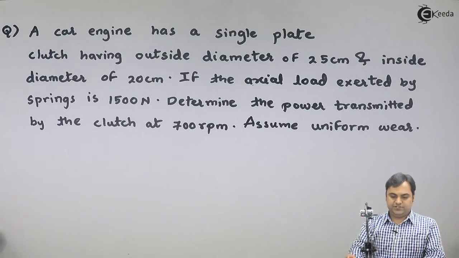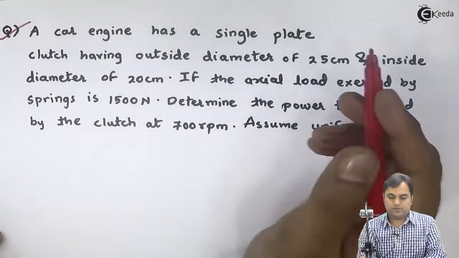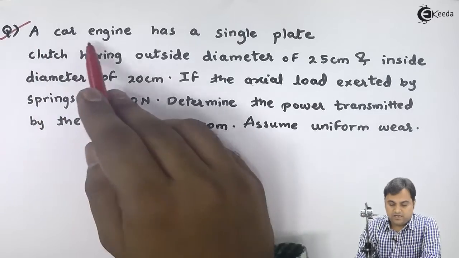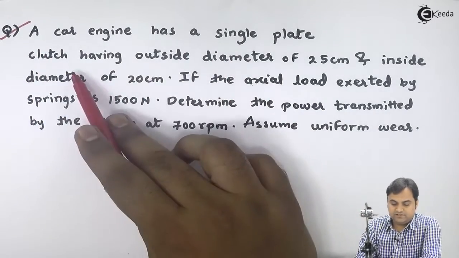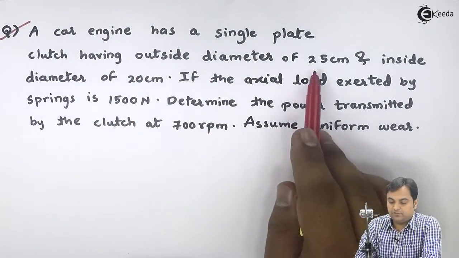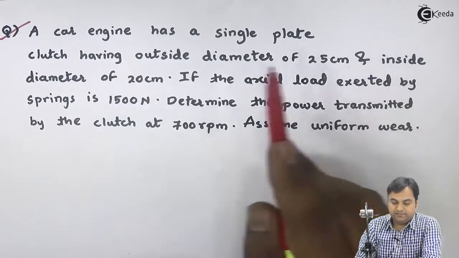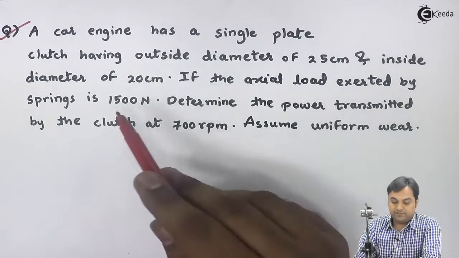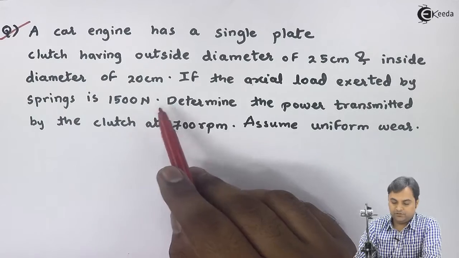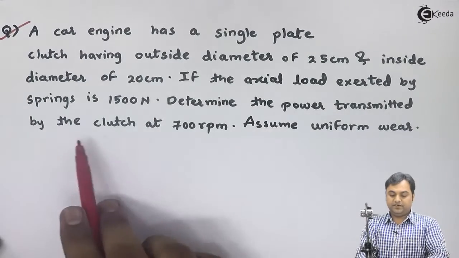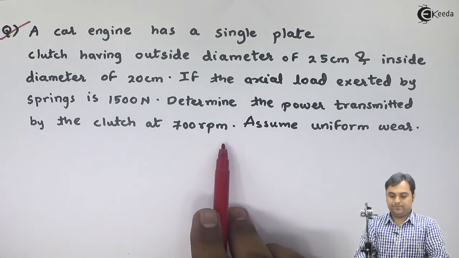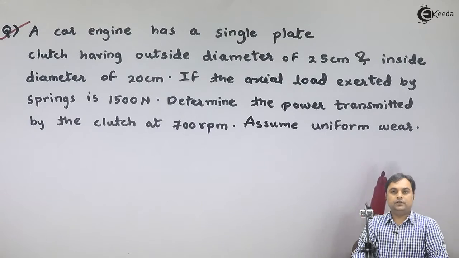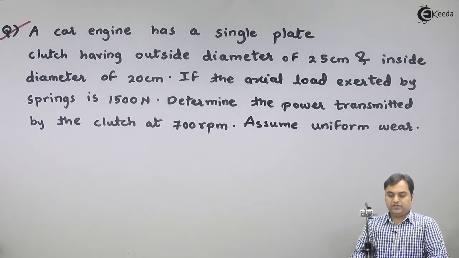Let us take the next question. It's given a car engine has a single plate clutch having outside diameter of 25 centimeter and inside diameter of 20 centimeter. If the axial load exerted by springs is 1500 Newton, determine the power transmitted by the clutch at 700 rpm. Assume uniform wear. This is the question. Whatever is given here, I'll write this in the form of data.